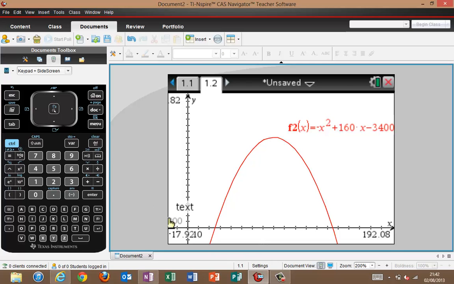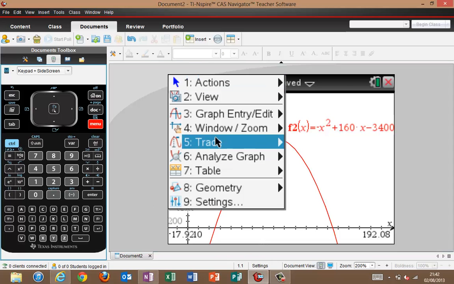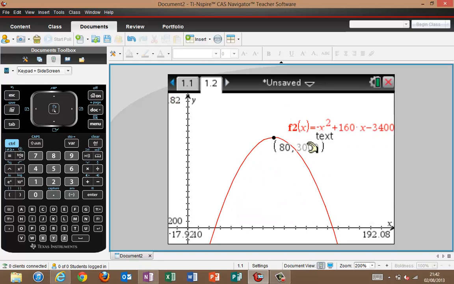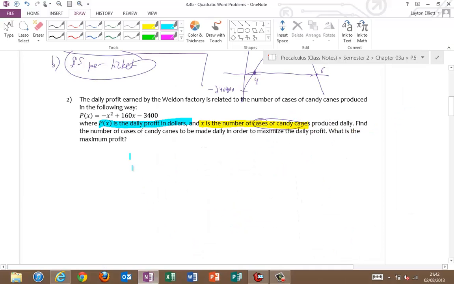And then what I want to do is a maximum. You guys would do second calc max. I'm going to go menu, analyze graph, and maximum. Left bound, right bound, and I've got a maximum of 80, 3,000. So my max point, or my vertex, is 80, 3,000. This could be work that you show, just showing you got the point.